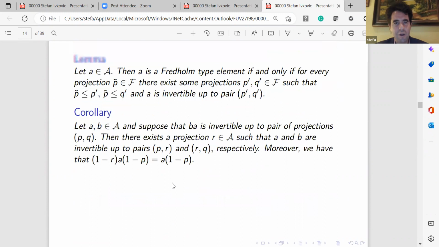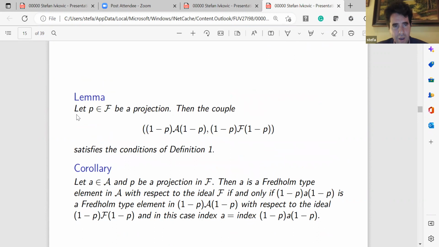And now I shall explain how this lemma has application. So if P is now a finite type projection, then this is a corner C-star algebra. And it is not hard to show that this is a self-adjoint ideal in this corner C-star algebra, since F is a self-adjoint ideal in A. But not only that, but actually this couple would satisfy the conditions of the very first definition, which I introduced in the beginning, regarding that we have an approximate unit of projections and the other one property. But this means that since this couple satisfies this condition, then actually it makes sense to speak about Fredholm type elements in this corner C-star algebra with respect to this ideal here. So then we can speak about the compressions.